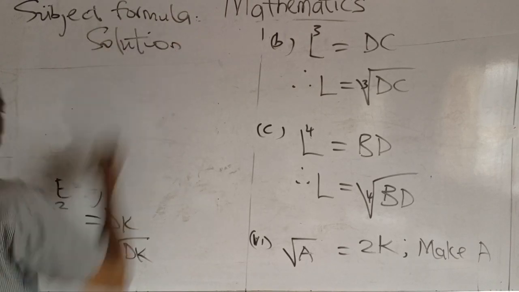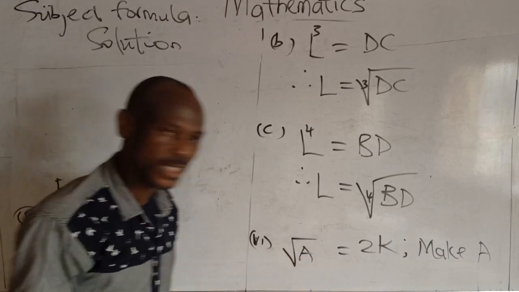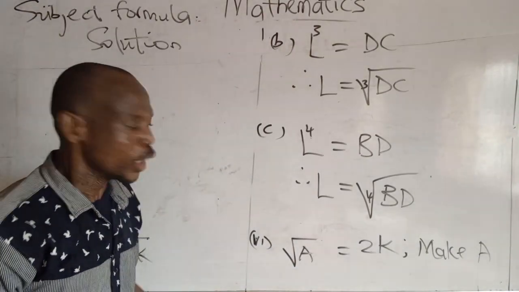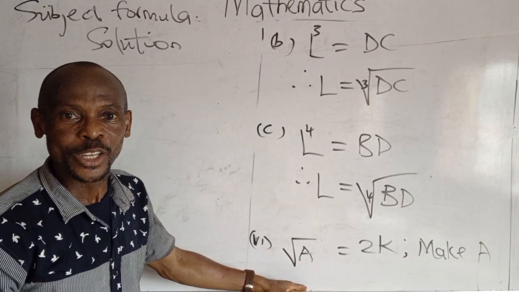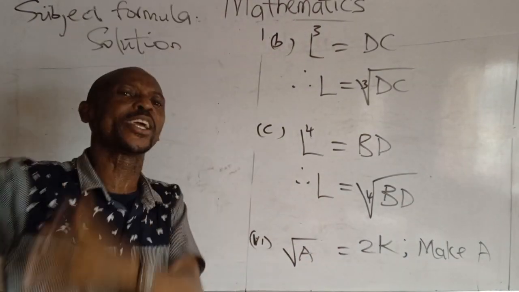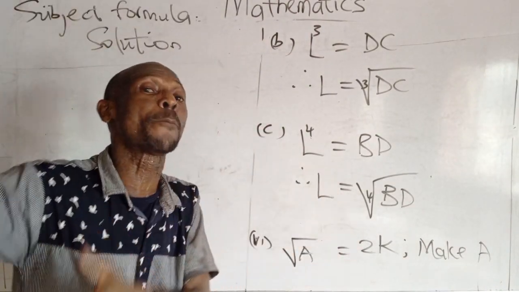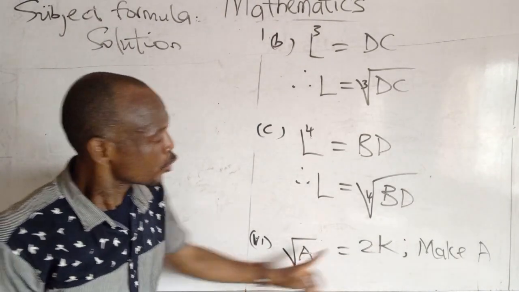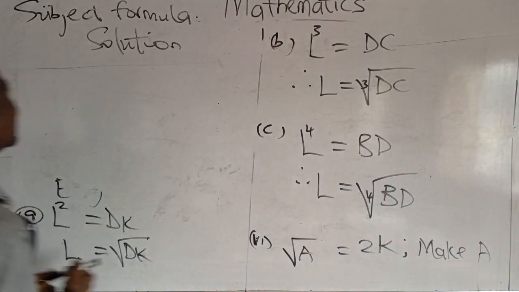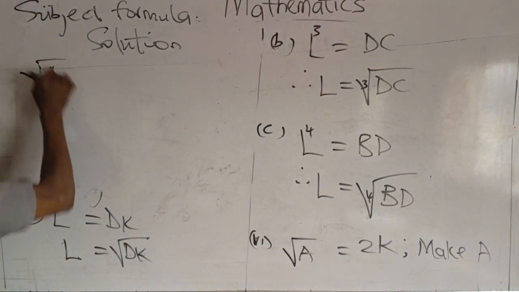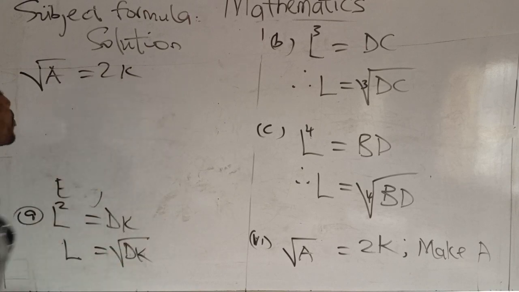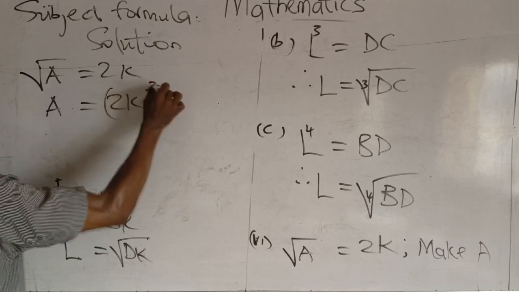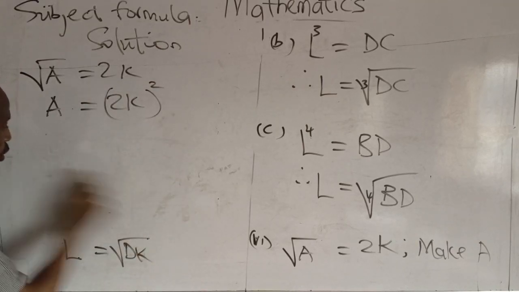Solution. If we are making our A the subject, we see that when a value is in a root, to make it the subject of the formula, you square the other side, or you raise it to the power of the root. So because this root here is a square root, you are going to square the other side. So we now have root A equal to 2K. Our A will now be equal to 2K raised to the power of 2.